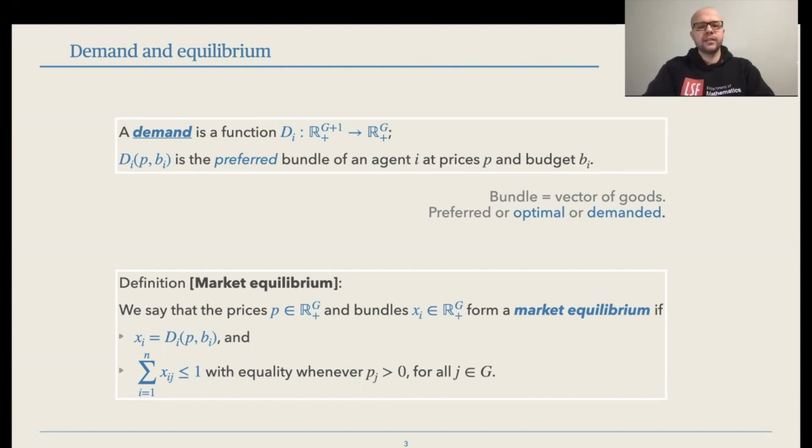We say that the prices p and the bundles x_i, one for each agent i, form a market equilibrium if the following hold. Namely, x_i is exactly the demanded bundle of agent i at prices p and the budget b_i, and moreover, for any good that has price bigger than 0, we want it to be fully sold. In particular here, we only allow the goods with price 0 to be undersold.